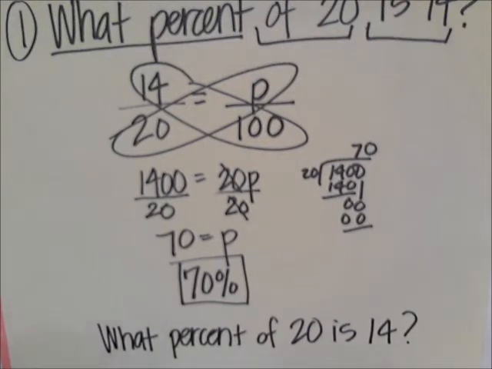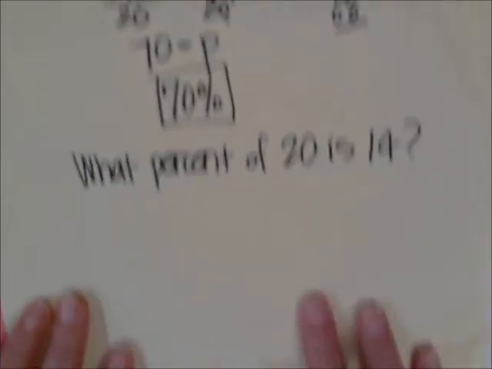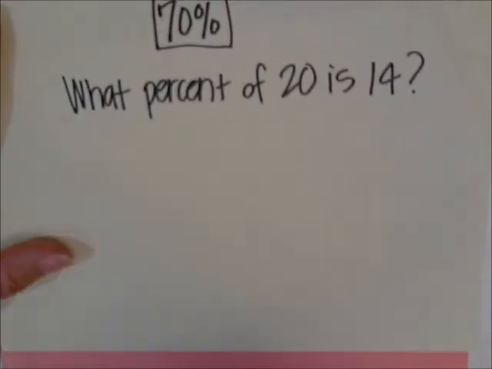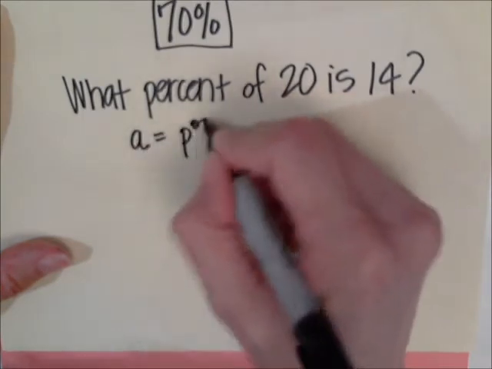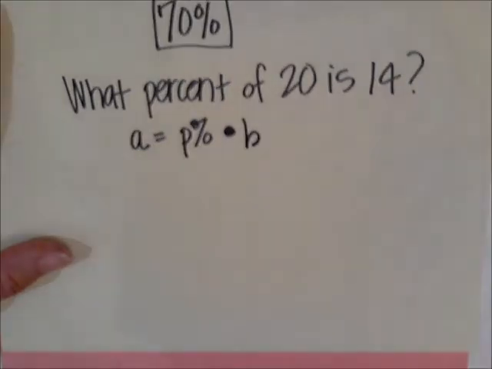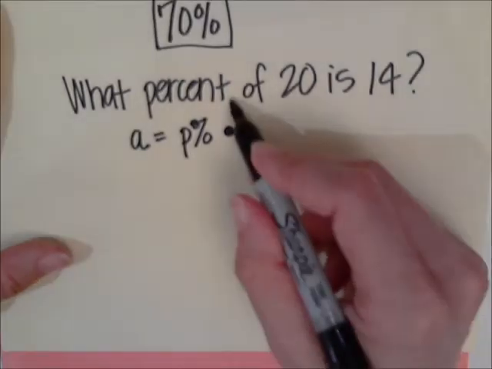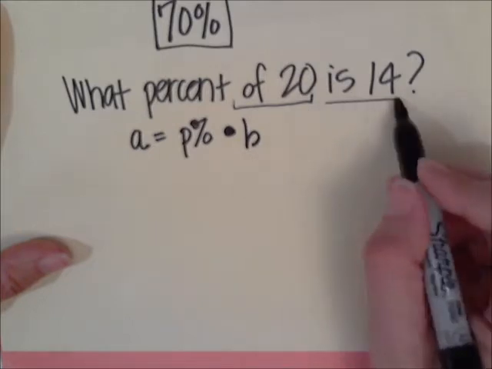So did you guys see it's the same? What percent of 20 is 14? Okay, we're good. I'm going to move it up. Now the first step is to write the equation. So A equals P percent times base. Okay, so "of 20" would be the base, and "is 14" is the A.